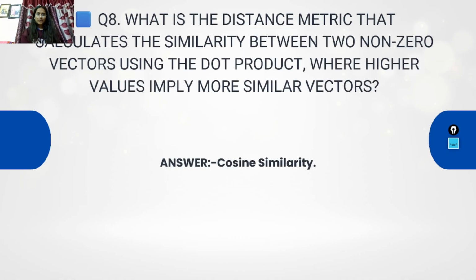Moving ahead with the next question, what is the distance metric that calculates the similarity between two non-zero vectors using the dot product, where a higher value implies more similar vectors? So for that question, when comparing sparse or high dimensional vectors, cosine similarity is huge. It measures similarity using the angle between two vectors. The closer they point, the more similar they are.